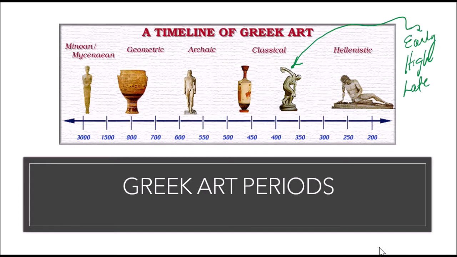Classical is subdivided into three categories: early, high, and late classical. So we're going to need to discuss those. And then we finally finish with the Hellenistic style under the time of Alexander the Great. So keep in mind in your notes what art periods there are: geometric, archaic, classical, whether it's early, high, or late. And then finally we finish the Greek art timeline with Hellenism or Hellenistic art.